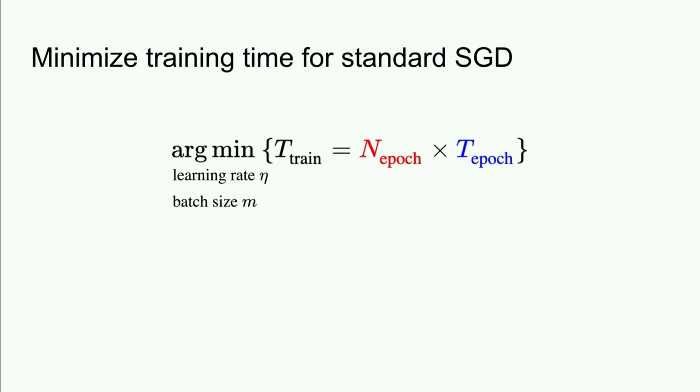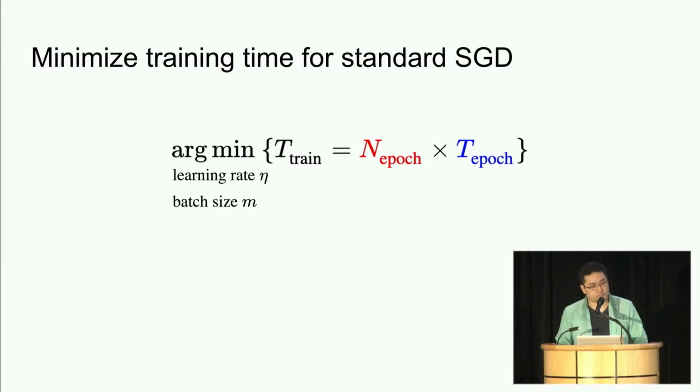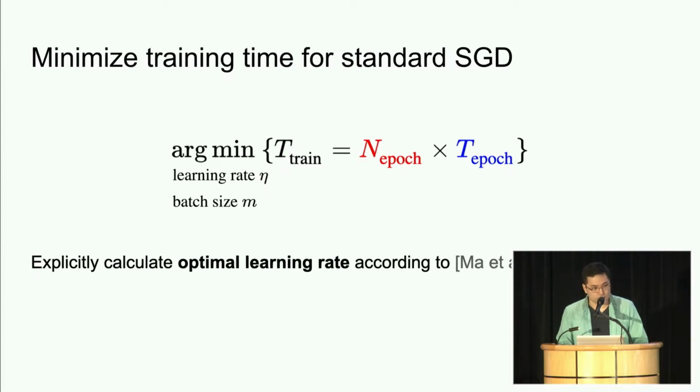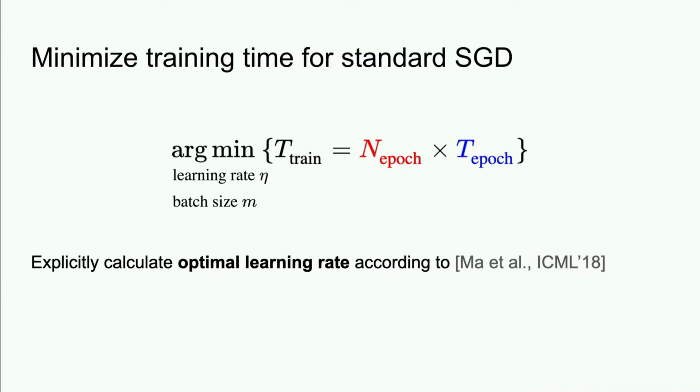Before I talk about how we're extending the linear scaling, let's first take a look at how we can minimize the training time for standard SGD. It in fact turns out to be very simple. We just need to choose the optimal step size, learning rate, and batch size. And in our recent work, we show that we can calculate the optimal step size for a given batch size explicitly. So now the problem becomes simpler, right? We just want to choose a batch size m to minimize the training time.